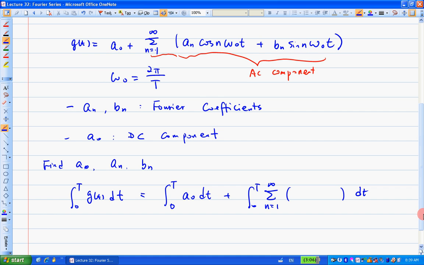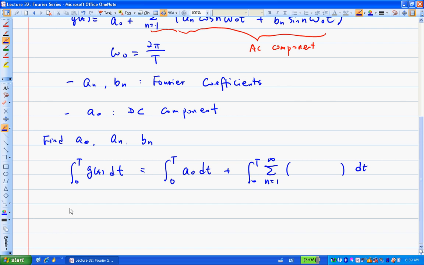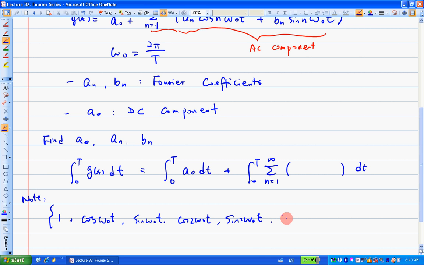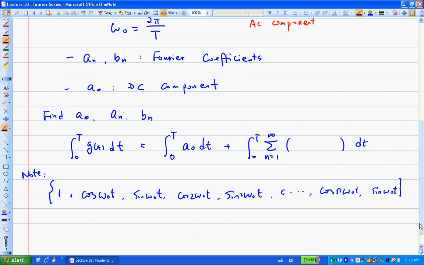Now, there's a very neat property here. Basically, there's one set of functions, just as a side note: 1, cosine omega naught t, sine omega naught t, cosine 2 omega naught t, sine 2 omega naught t, and up to cosine n omega naught t and sine n omega naught t. So here's a very special set of functions.